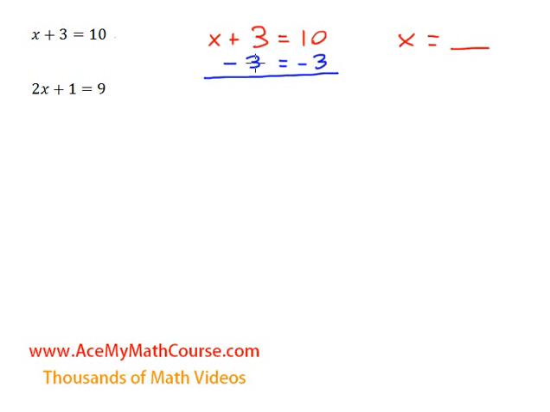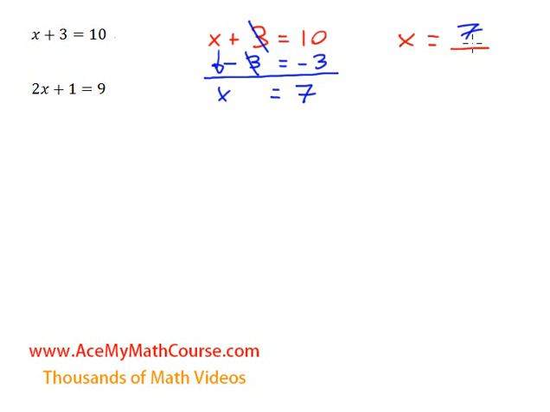3 minus 3 is 0. So they essentially cancel out, and I can bring down the x. The equal sign remains where it was, and 10 minus 3 is 7. So x is just equal to 7.